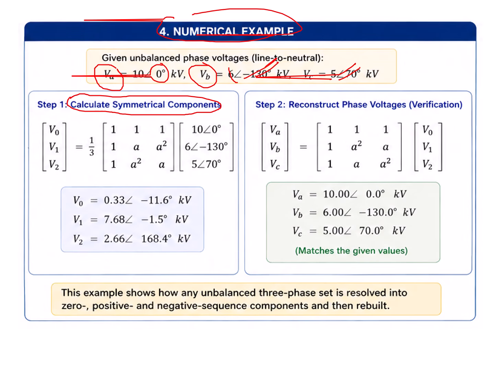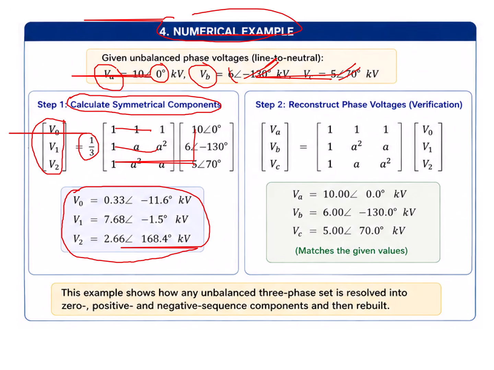V0, V1, V2, which are the symmetrical components, will be taken as the average of the three. Then we add these to get their sequence, this multiplied by this. So it becomes this magnitude. So this is the zero, positive and negative sequence. So we'll have 0.33 at an angle of something, V1 at 7 point something, and V2 this magnitude.